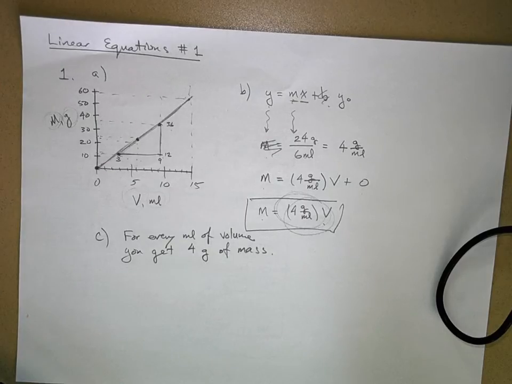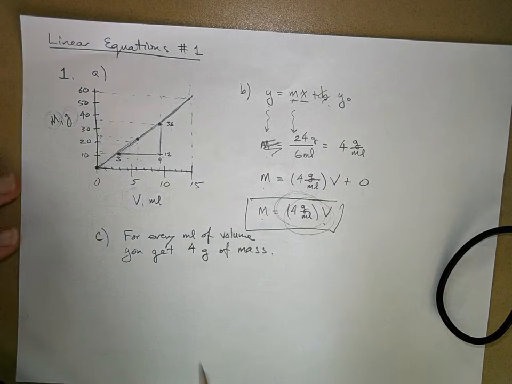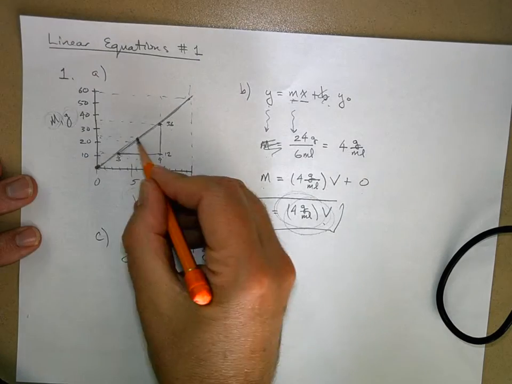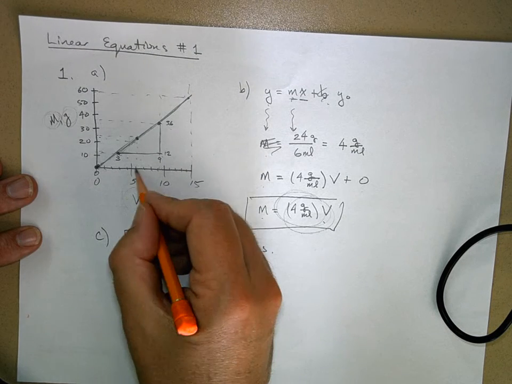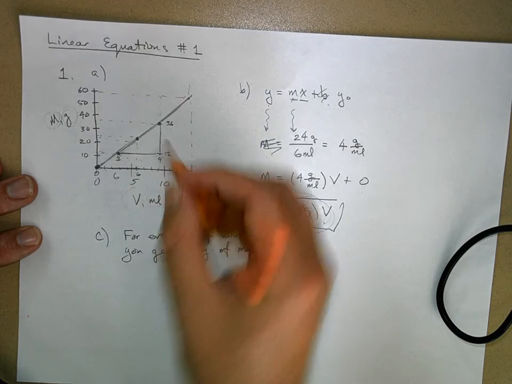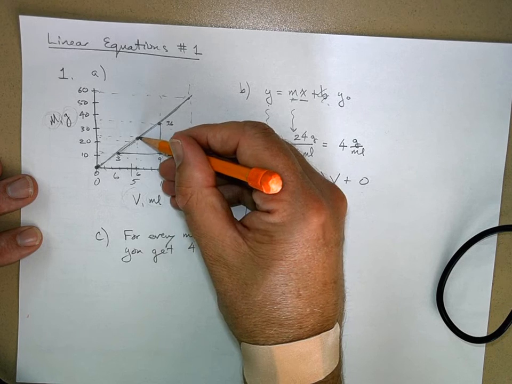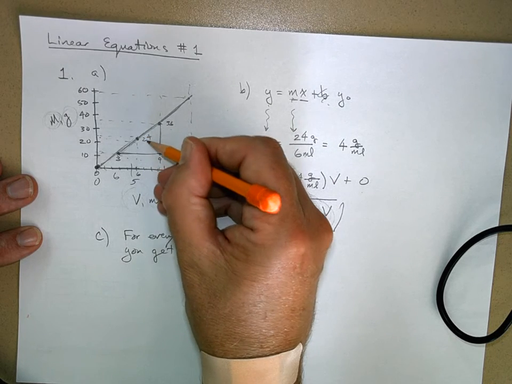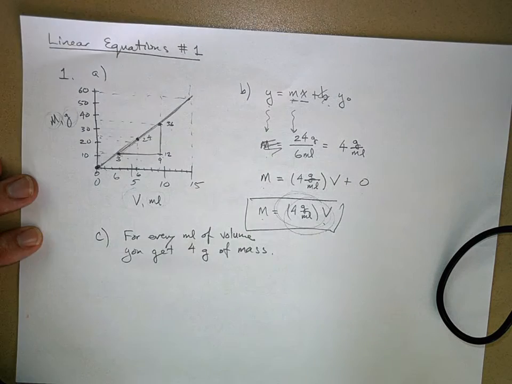Yes? Does it matter what 2 points you choose? If it's a straight line, it does not matter what 2 points you choose. You could have used this and this. Let's go from 0 to this one, 0 to 6. So that's a run of 6. If I go up here, this is 24. So 24 divided by 6, oh, it's 4 again. Pick any 2 points.